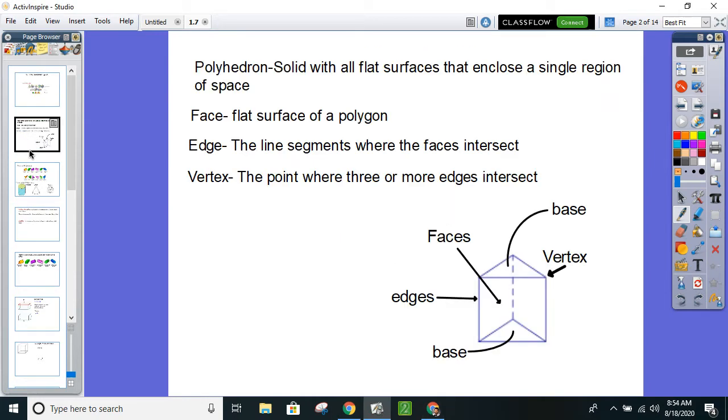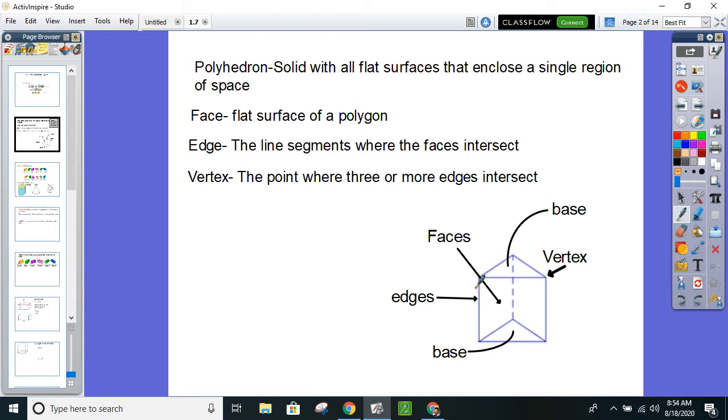Polyhedron solids are solids with flat surfaces that enclose a single region. So they go around a certain space, and there's empty space in between all of this right here. If this triangle was not here, and this surface was missing, it would no longer be a polyhedron, because you have this free flowing area. You have a polyhedron-ish type shape, but it would not be considered a polyhedron.